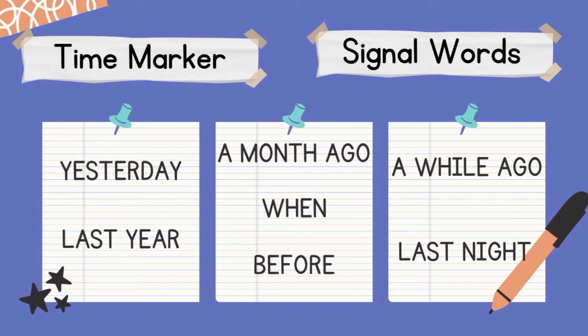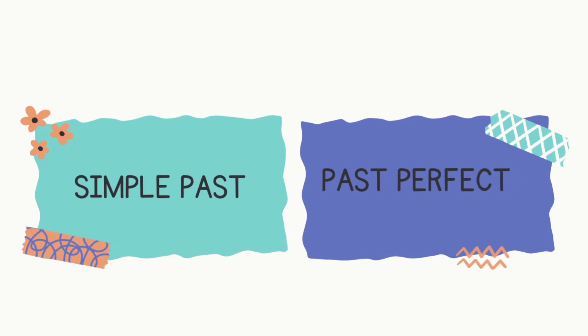These are also called signal words. Here are a few examples used in the simple past tense. Example: yesterday, last year, a month ago, when, before, a while ago, and last night. We are done with the simple past tense. This time, we discuss the past perfect tense.